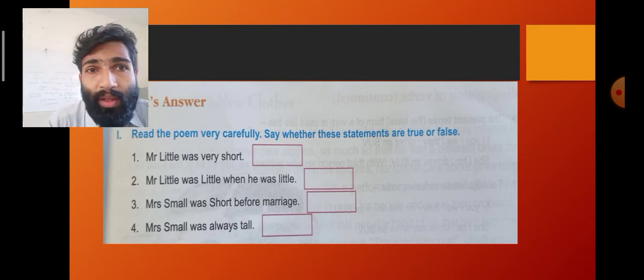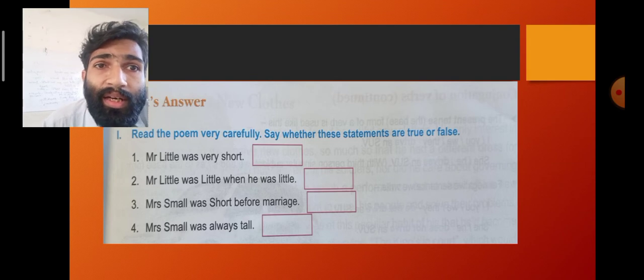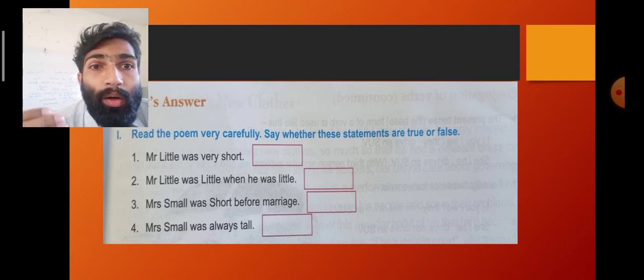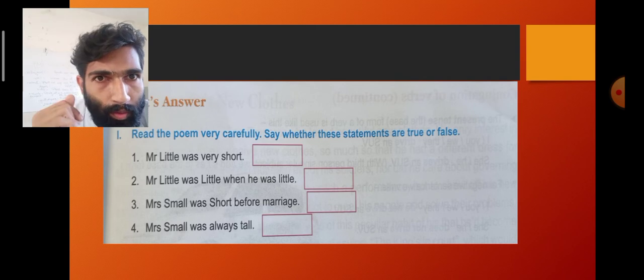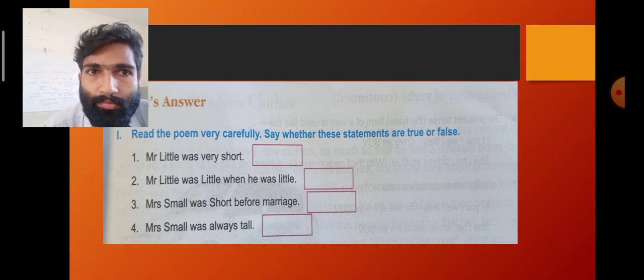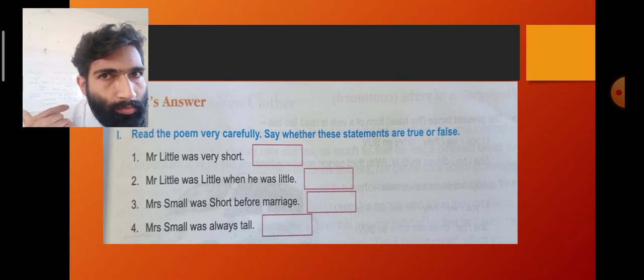Now let's move to the exercise part. Let's answer. Read the poem very carefully. Say whether these statements are true or false. Mr. Little was very short. Do you think it is right? Right or wrong? Okay, good.